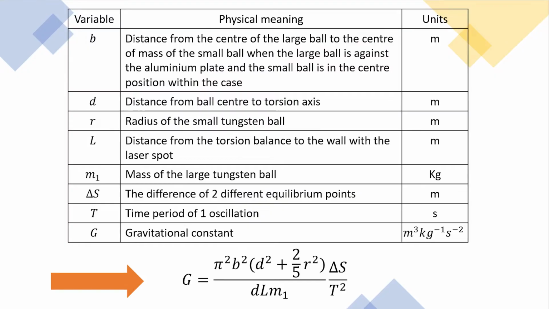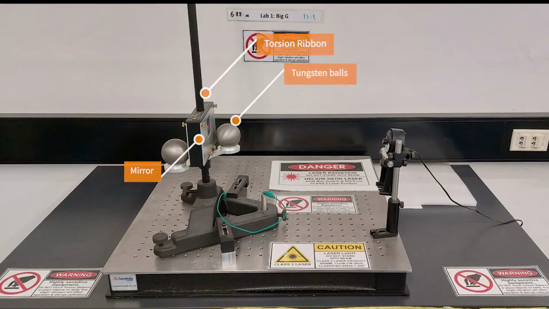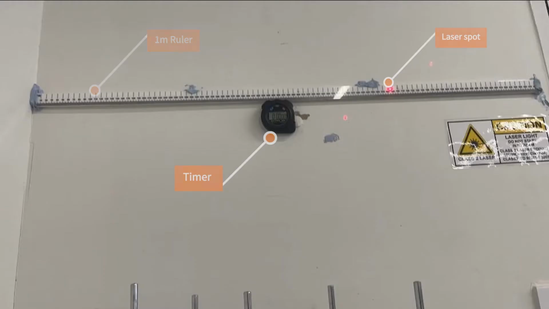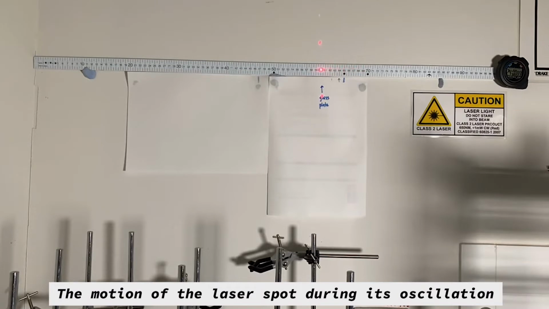Here are all the variables needed to determine the value of G in the Cavendish experiment, followed by the equation below. Delta S and T are the changing variables and will be collected during the experiment. The tungsten balls were rotated from a primary position to a secondary position for an hour, and were then rotated back for another hour, which resulted in an oscillation of the laser spot.